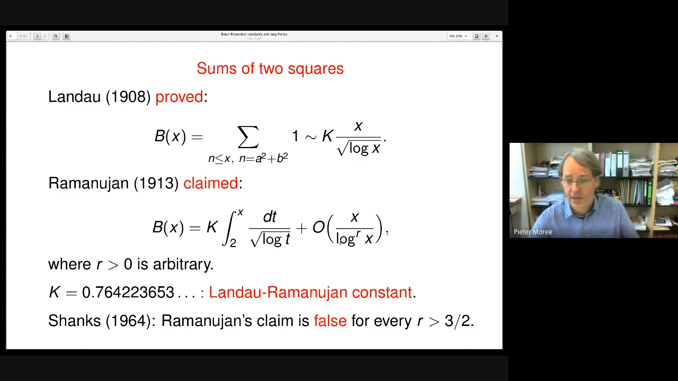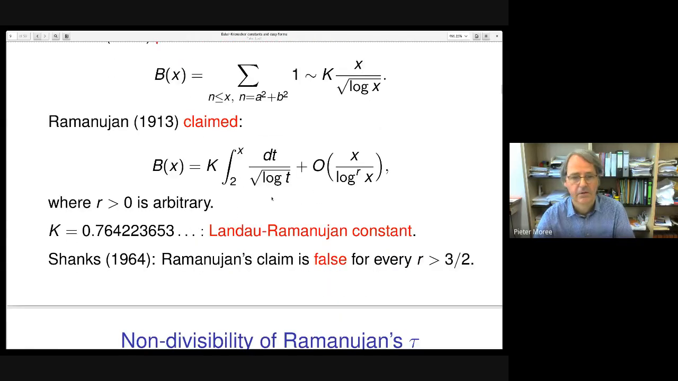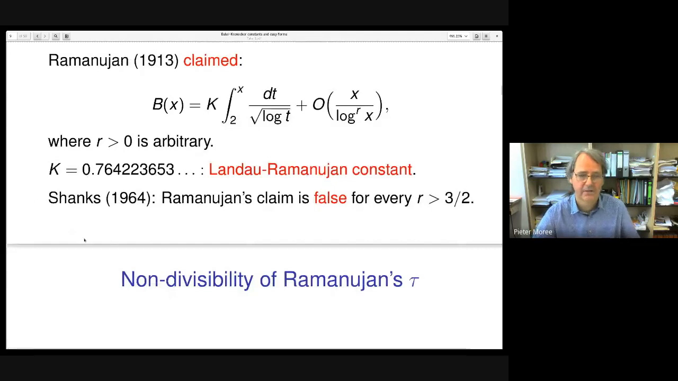So these are the two approximations we can make for this function. We can approximate it by this function, and we can approximate it by this integral. And then, of course, you can wonder which approximation is actually better in the end. So Shanks in 1964 actually showed that this claim is false.